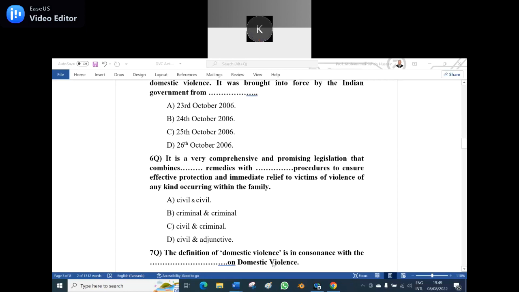Sixth question. It is a very comprehensive and promising legislation that combines dash remedies with dash procedures to ensure effective protection and immediate relief to victims of violence of any kind occurring within the family. Option A, civil and civil. Option B, criminal and criminal. Option C, civil and criminal. Option D, civil and adjunctive. Option C, civil and criminal, is the right answer. Civil remedies and criminal procedures.